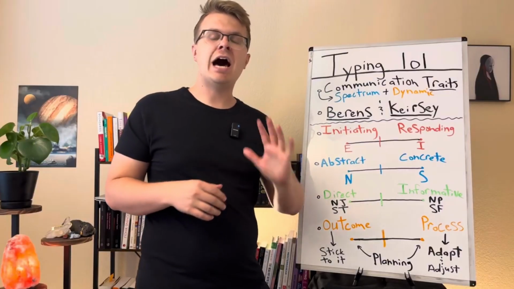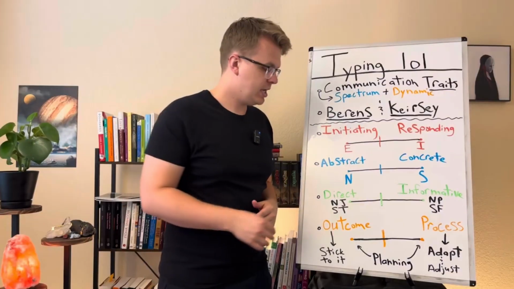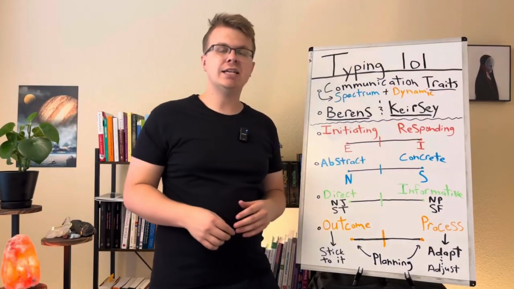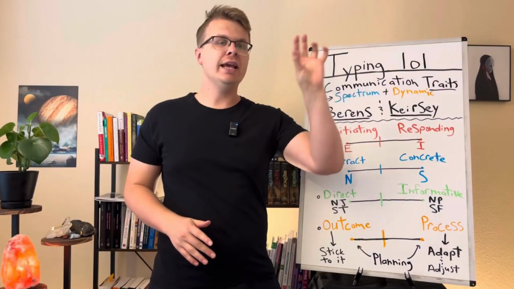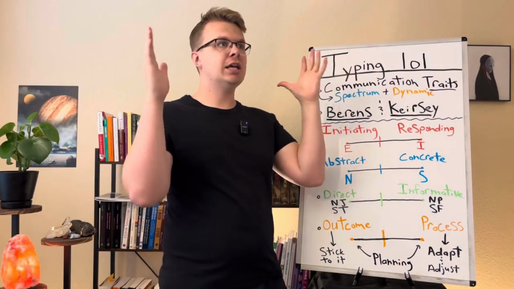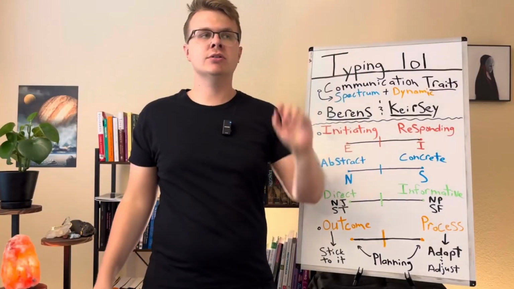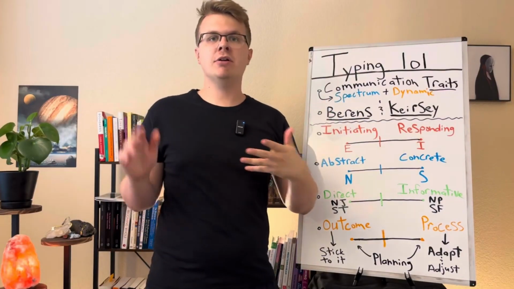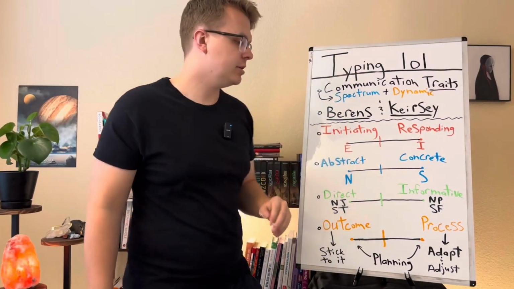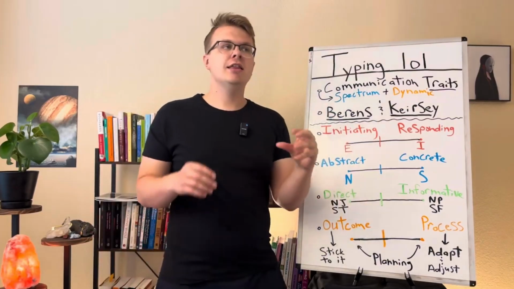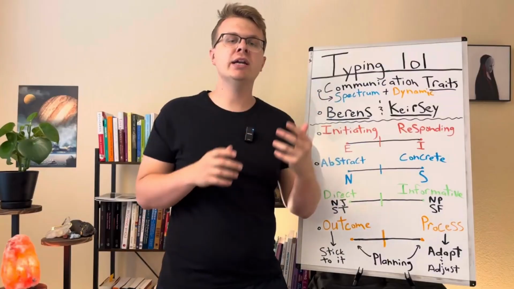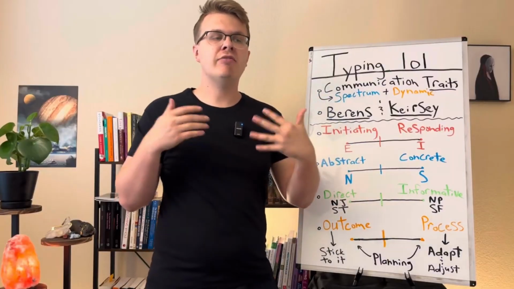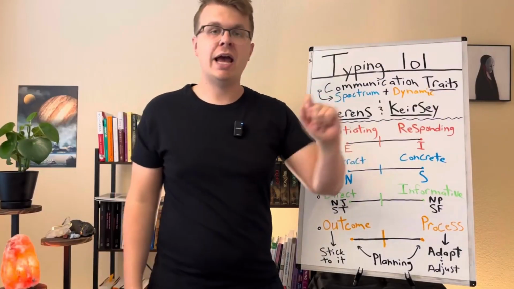And lastly is outcome versus process. The outcome types are more focused on the outcome, on the end result. Sometimes they only have eyes for the end result. Like, well, nothing matters unless we get that end result. Process types care a little bit about the end result, but it's more about how we're going to get there, the process, the path.